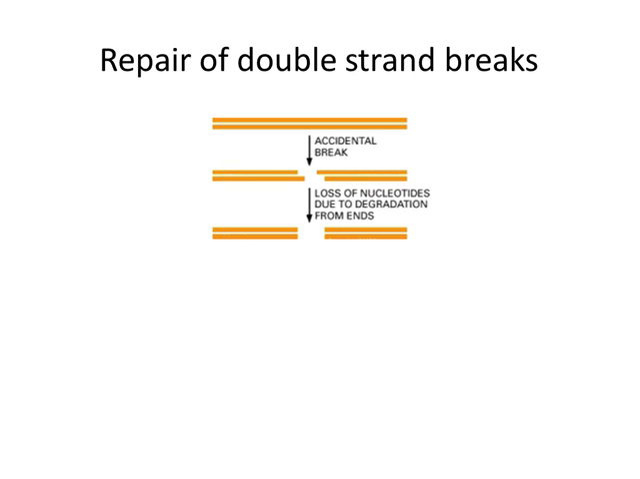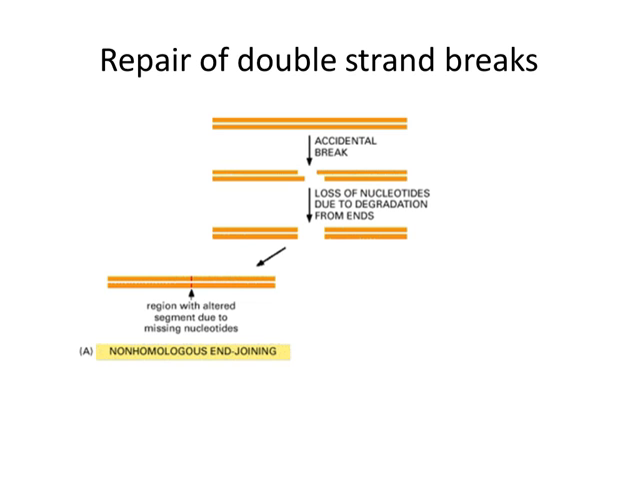Same length. The blunt ends can be very efficiently rejoined by a process called non-homologous end joining. So non-homologous means that it doesn't depend on sequence homology. It'll happen pretty much anywhere.